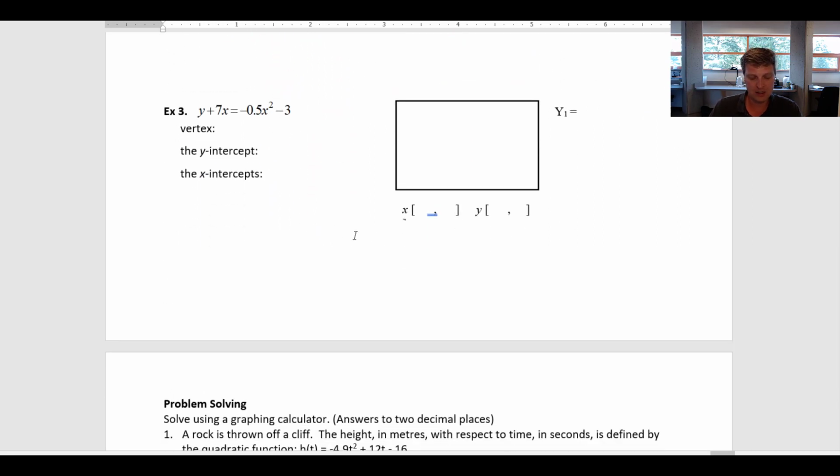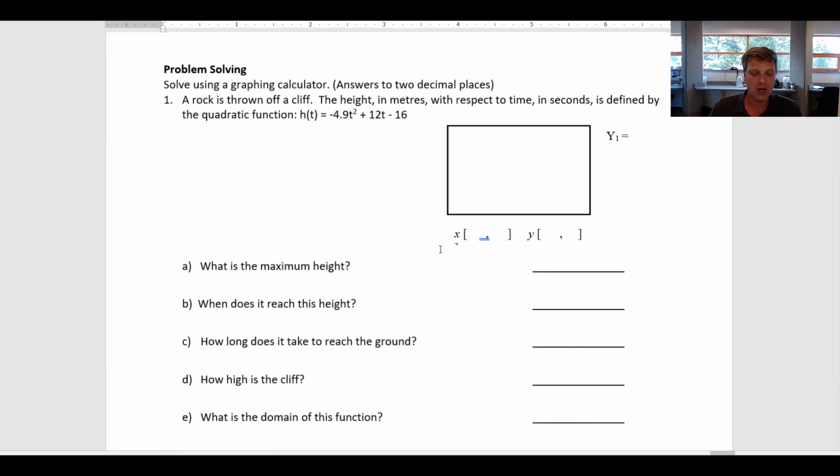I'm going to skip this next example and I'm just going to jump to how we might use this to solve other problems. Okay, so let's look at this example. We've got a rock thrown off a cliff, and the height in meters with respect to time in seconds is defined by the quadratic function h of t is equal to -4.9 t squared plus 12t plus 16. You may have seen in physics classes that as something flies through the air, it has a quadratic relationship with the height as it falls.